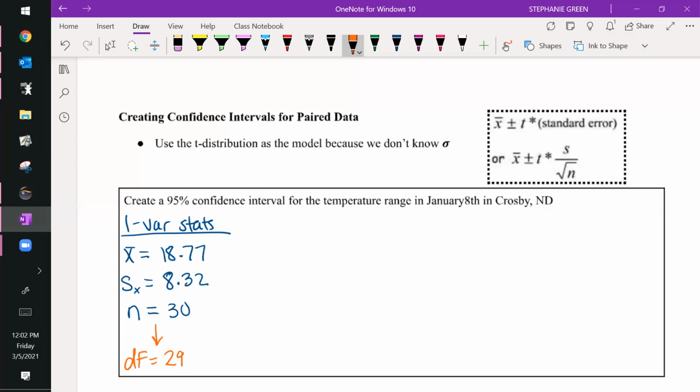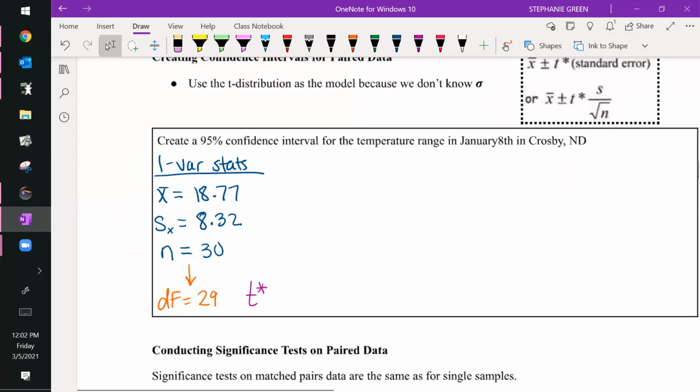Okay, and then the last thing I need to be able to do my confidence interval is my T star, which we're going to get from looking at our T table. So in our T table, I'm going to look for degrees of freedom 29. And let's see, what would my upper tail be for a 95% confidence interval? So 95%, when 5% goes in both tails, half of 5% is 2.5%. So we're going to look in our table for where the degrees of freedom 29 intersects with the area 0.025.